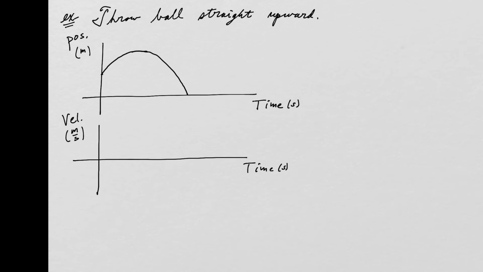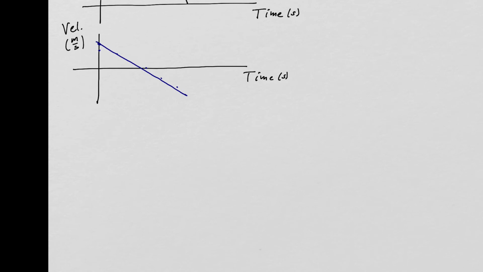So in this case, the slope here is positive, right? So the velocity was positive. Then it's like less positive, less positive, less positive. At the peak, it's 0. And it becomes negative, more negative. So it's going to look like something like that. And then the acceleration is the slope of the velocity versus time graph.